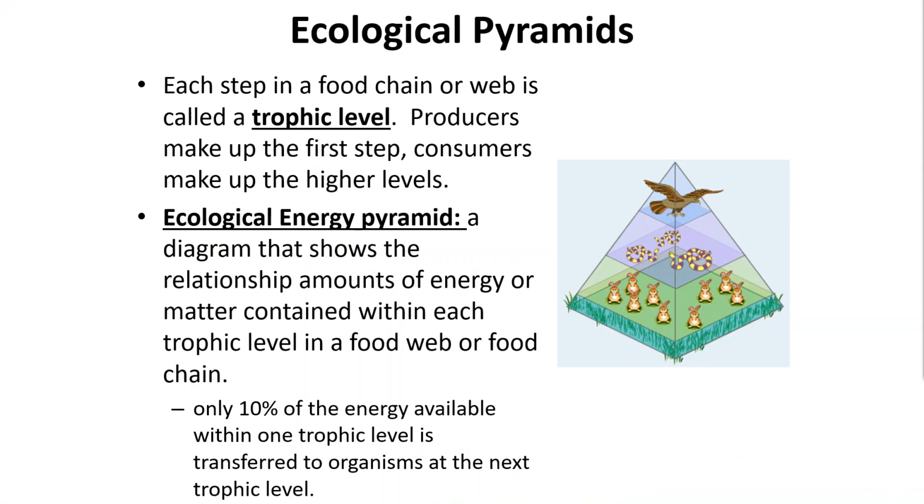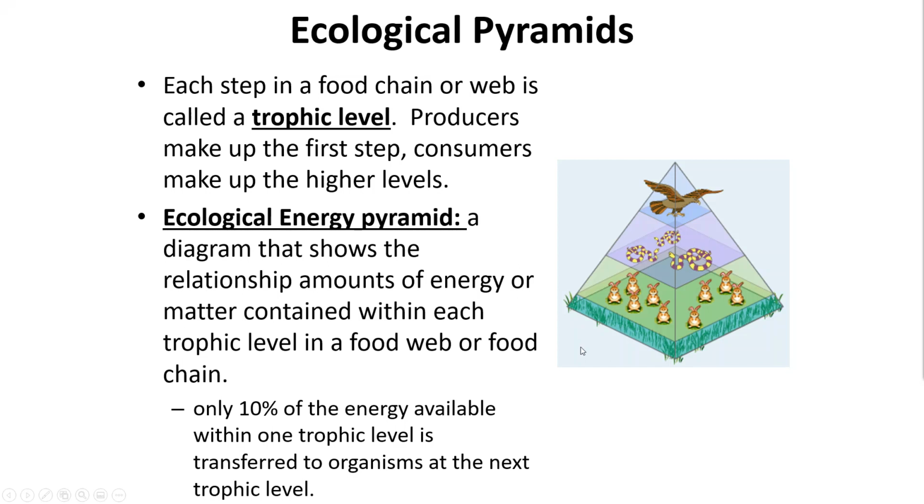Each step in the food chain or the web is called a trophic level. Producers make up that first level. So that's just that bottom layer of the ecological pyramid. And remember that this pyramid is this diagram that shows a relationship with the amount of energy or matter contained within each level in your food web or chain.